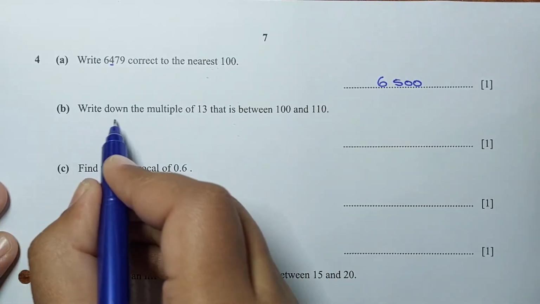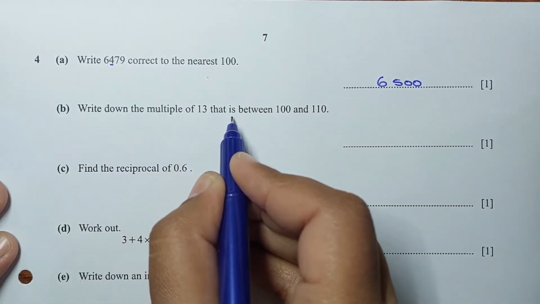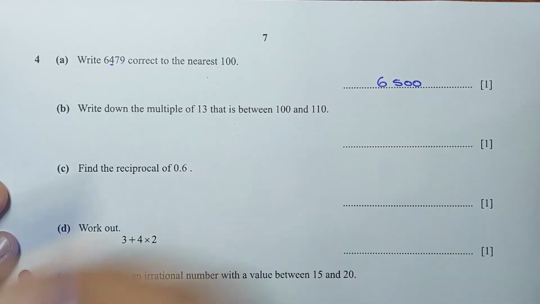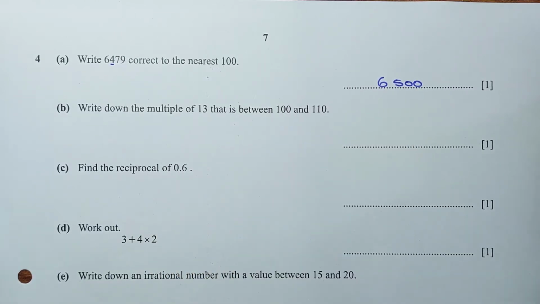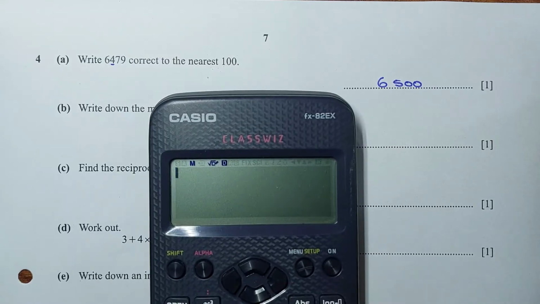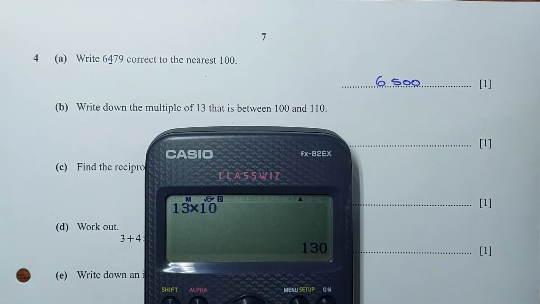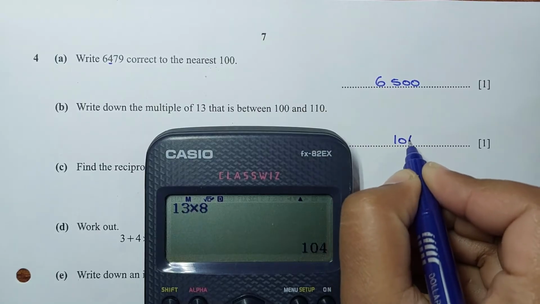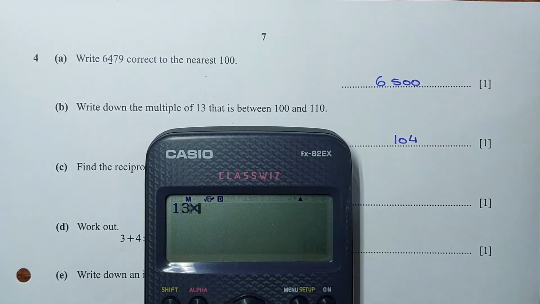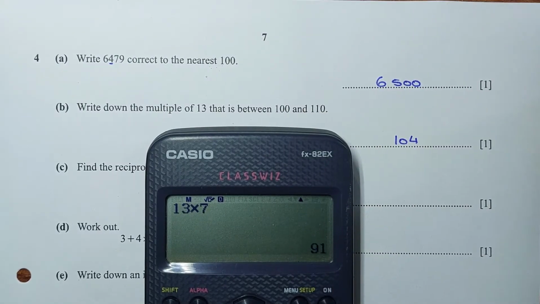Part B. Write down the multiples of 13 that are between 100 and 110. Okay, so we know that 13 times 10 is 130. So we have to find the multiple between 100 and 110. Okay, 13 times 9 is not in between. 13 times 8 is 104. This lies in between. And 13 times 7 is not in the range.